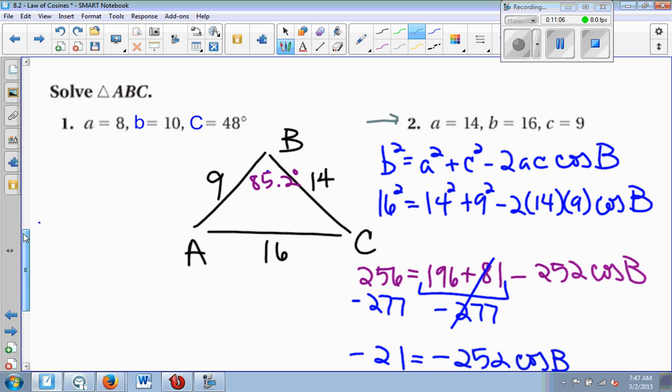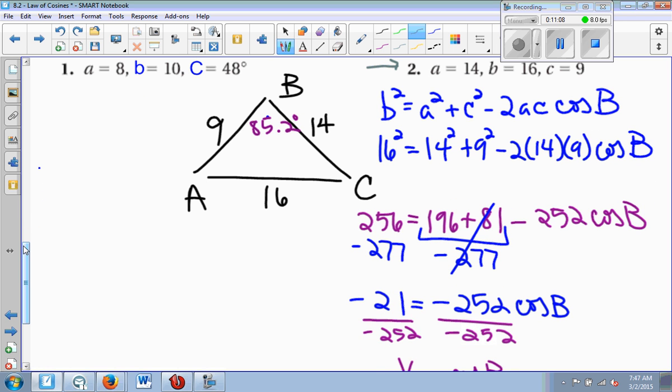Now you have to ask yourself which angle would be the one to find next. The answer to that would be A, because it's the largest or the next largest. So when we set up law of sines, we're going to do B over B because it's the only set we know fully.